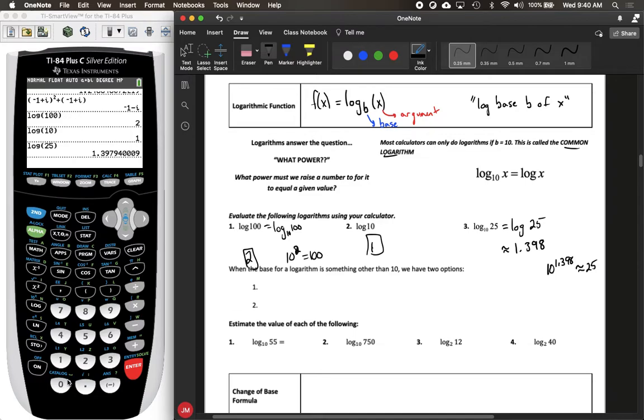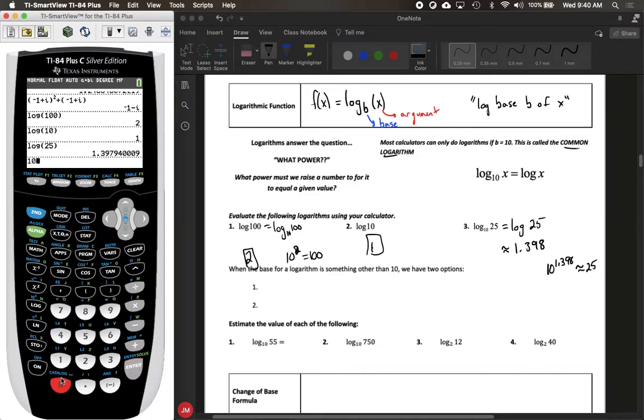And if you wanted to check that, take 10 to the power of that number that you just found, so 10 to the power of 1.3979 and so on. And when you press enter, it should give you a number very close to 25. In this case, 25.00000 and a whole bunch of zeros. It looks like it has a 2 at the end of it, most likely just due to some rounding that we had to do in order to get that number to fit on the calculator.